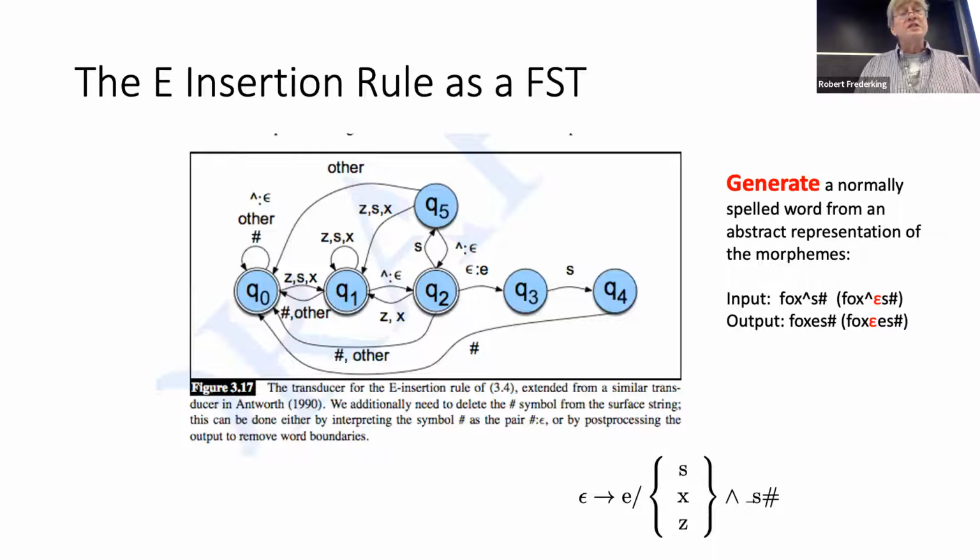So basically, there's a separate finite state machine that will take these caret-separated morphemes and do the right thing. So in the case of pluralizing, this FST on this slide will add an E in those cases where it should, and not add an E where it shouldn't.